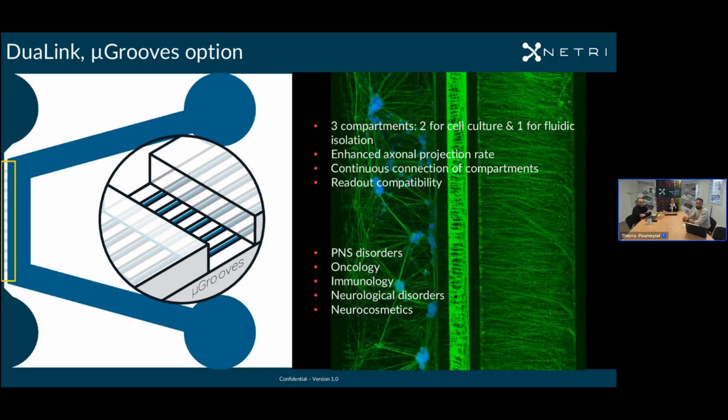They enhance the axonal projection rate and allow really good projection of the sensory neurons' axons in the distal compartment. The main applications will be PNS disorders, oncology, immunology, but also neurological disorders and neurocosmetics, depending on the cell type you're adding.